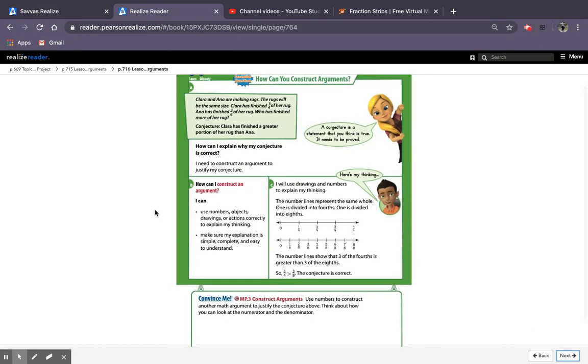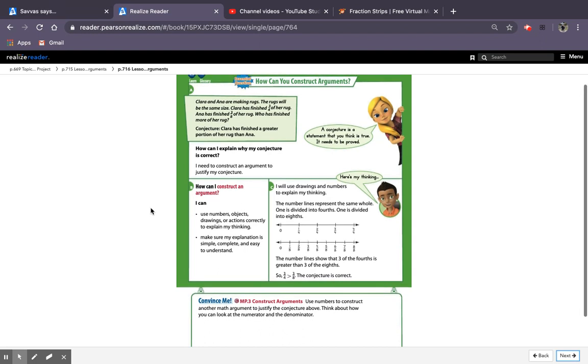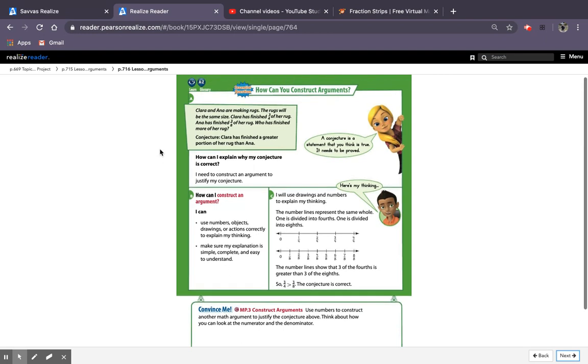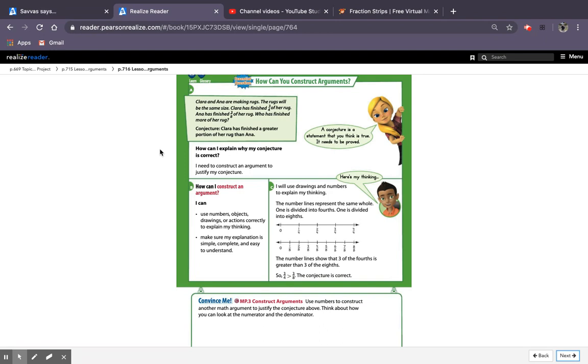Our essential question is, how can you construct arguments? So again, we're going to really be paying attention to box B because it's similar to our good thinking habits and questions we looked at on the page before. It says, Clara and Anna are making rugs. The rugs will be the same size. Clara has finished 3/4 of her rug. Anna has finished 3/8 of her rug. Who has finished more of her rug? Conjecture: Clara has finished a greater portion of her rug than Anna.